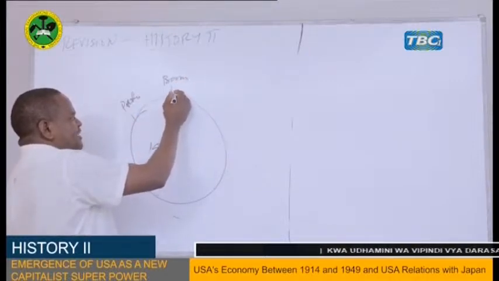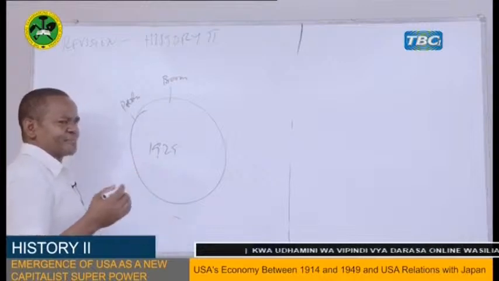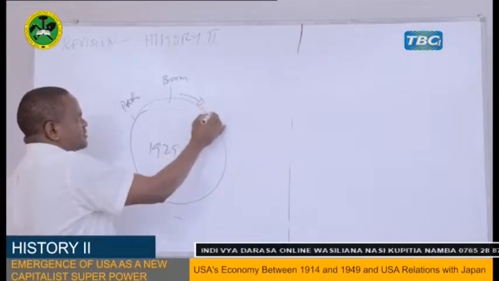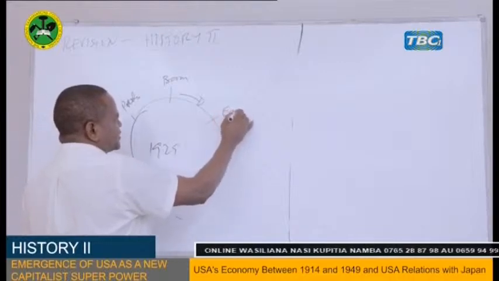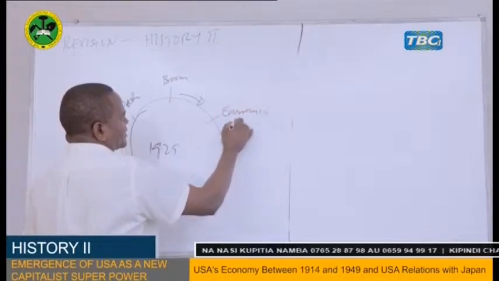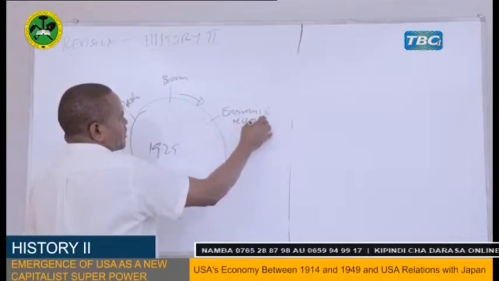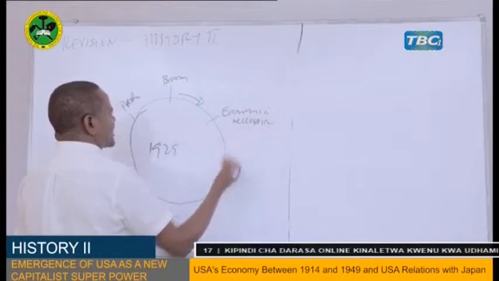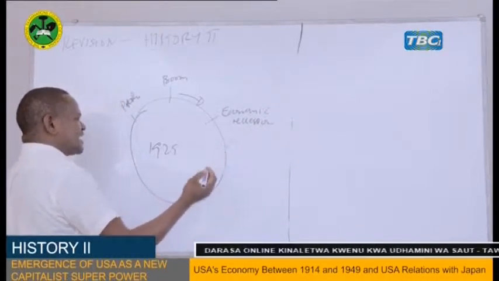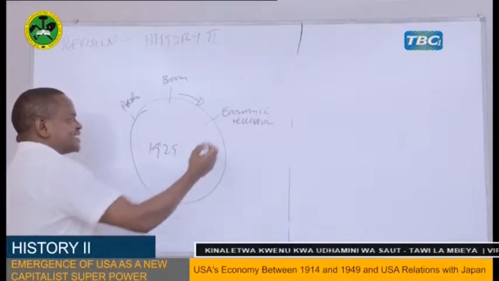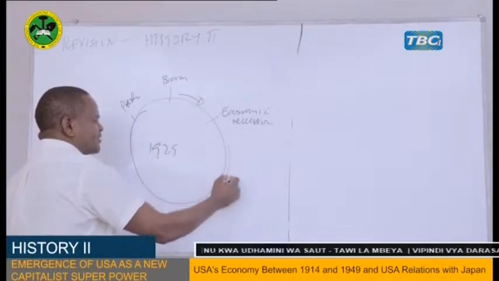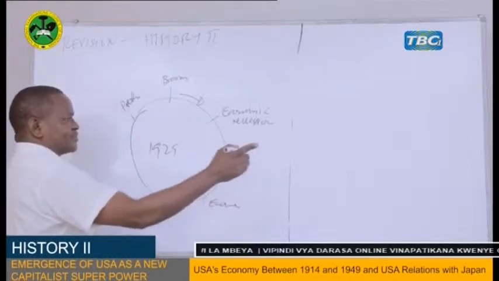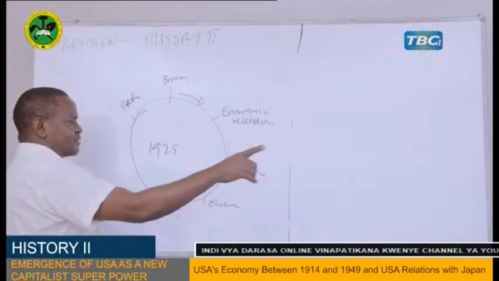But because production is increasing without looking at the size of the market, this is going to lead to what we call economic recession. And this economic recession is sometimes what we call economic crisis. And if they do not take care at this stage, then it might go down and lead to economic depression. And this is what we are talking about now.